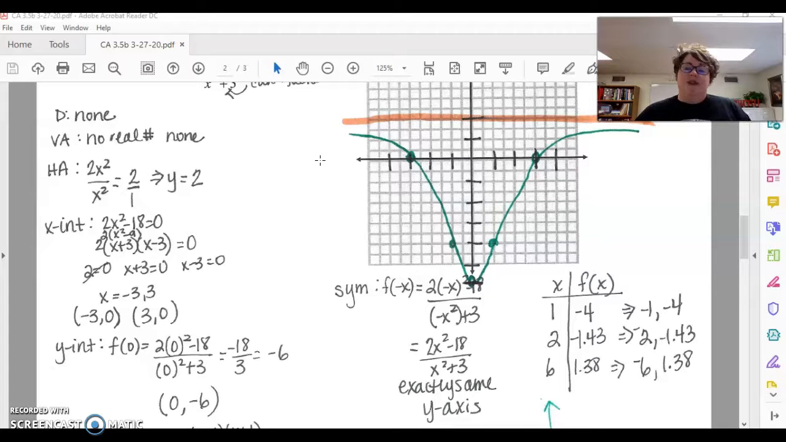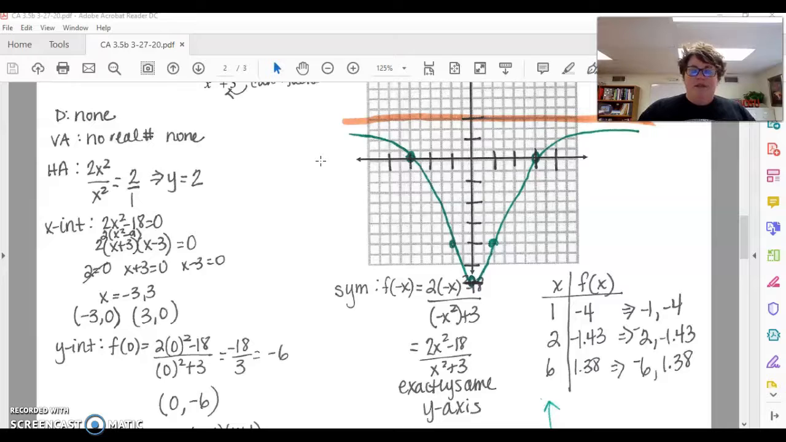If you'll notice, my intercepts are negative 3, 0 and 3, 0. So that also helps us with our additional points because I picked 1, 2, and 6. With 1, I got negative 4 out when I substituted in. So that means I also get negative 1, negative 4 because it's symmetric around the y-axis. And then 2 and 6.